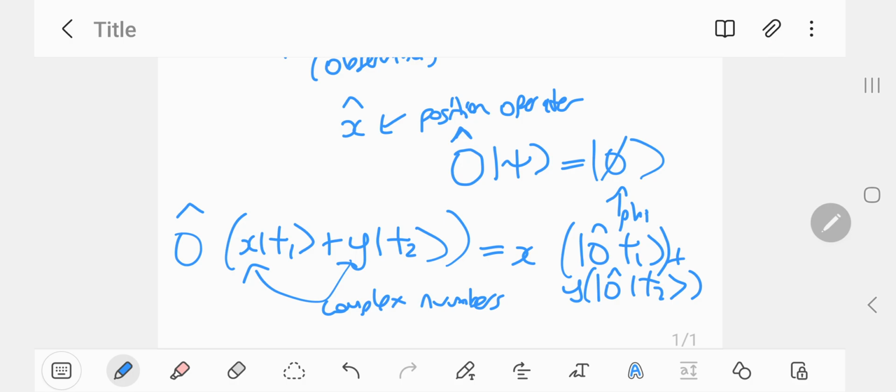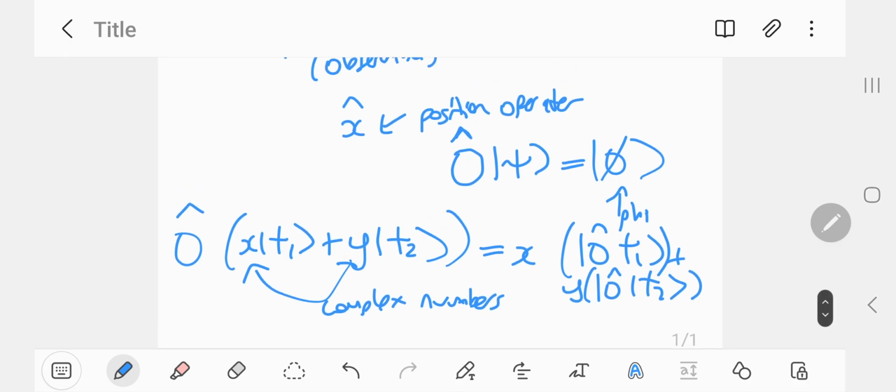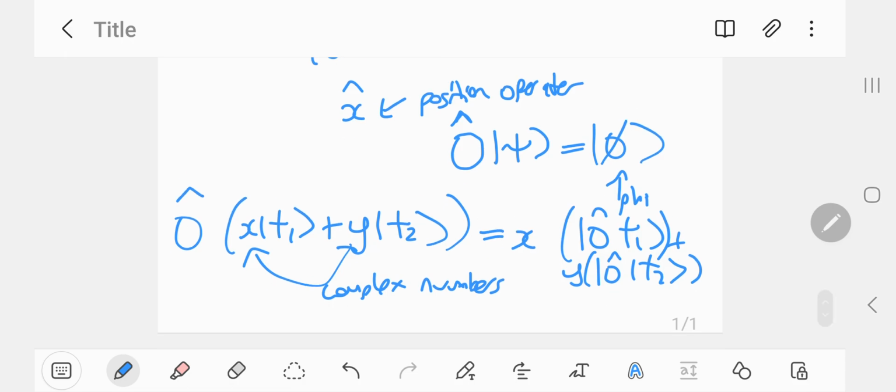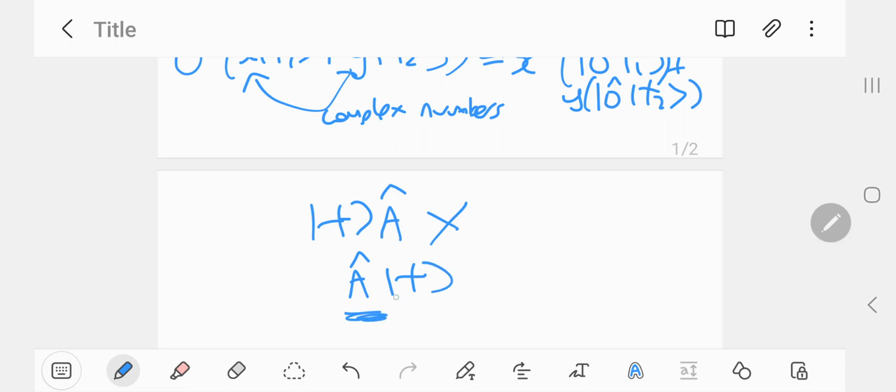We conclude that the new state, phi, is a multiple of the original state. In other words, the physical state of the system hasn't changed, but rather something has been done to it. Note that operators always act to the left of a state. You can never have something like this; that's not allowed. You can only have something like this. Operators act on the left.